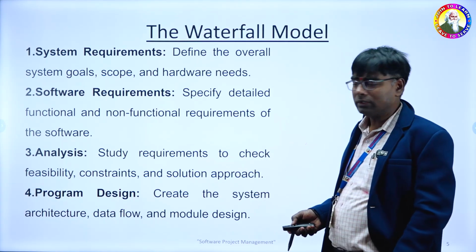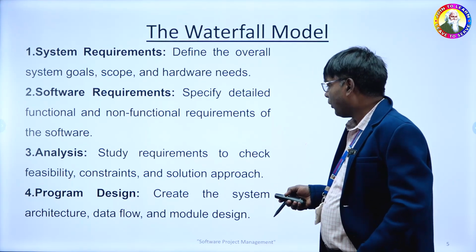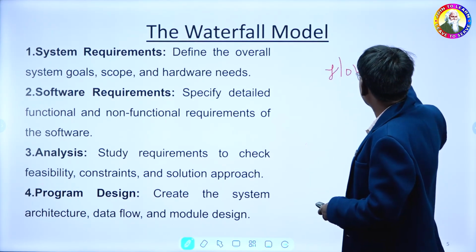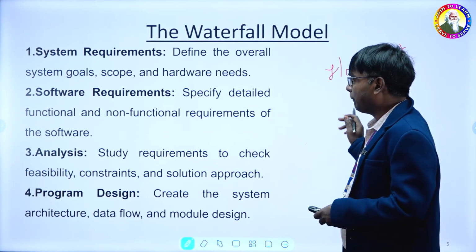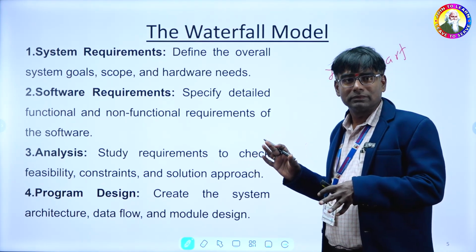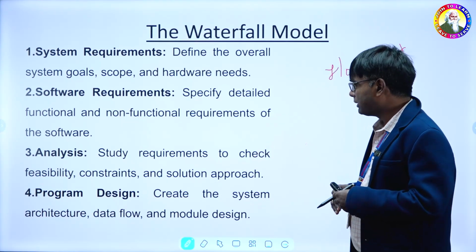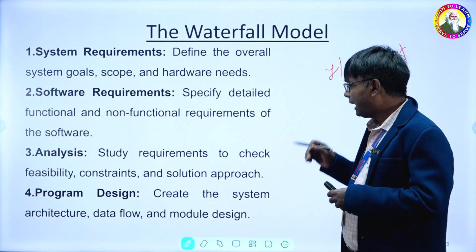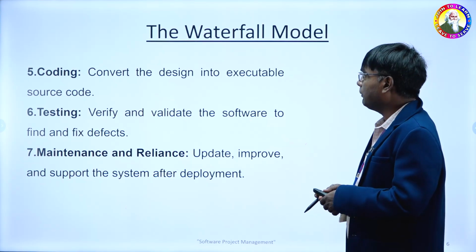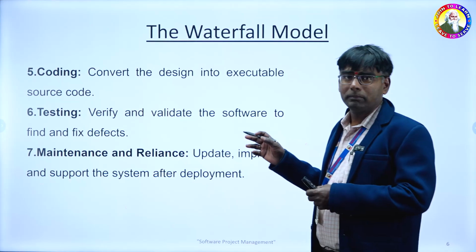Program design, the fourth one: create the system architecture, data flow, and module design. This is nothing but a complete flow chart, or a complete pictorial diagram, that will tell you about the entire software development. So that's a pictorial representation. This is program design: create the system architecture, data flow, and module design. Next we have the coding part: convert the design into executable source code. Code is the main backbone of the software.